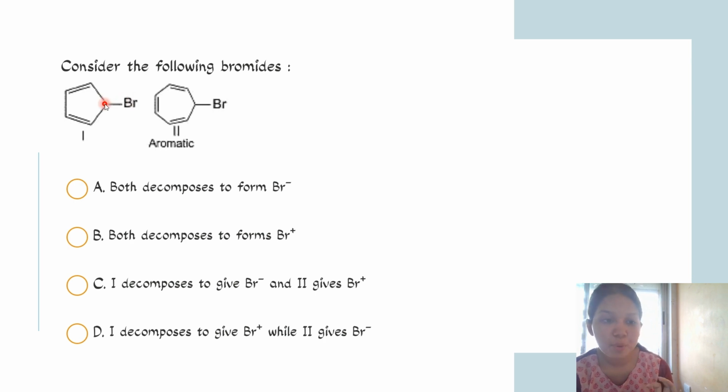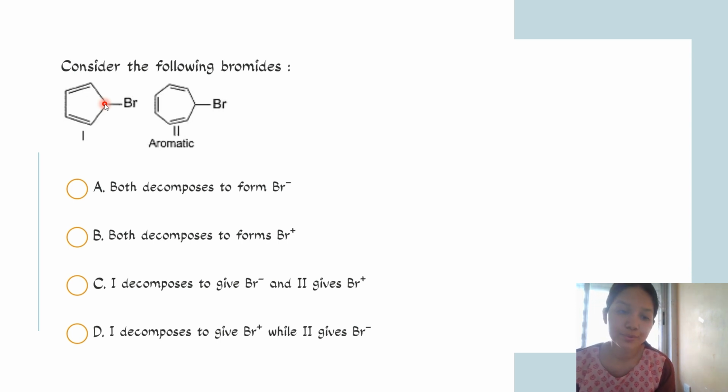So if we give positive charge to the ring, we are getting a highly destabilized anti-aromatic system because you have 4n number of pi electrons. So you now know that you cannot break this carbon bromine bond in this fashion where we are giving the minus charge to the bromine.